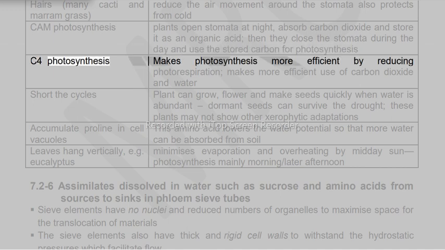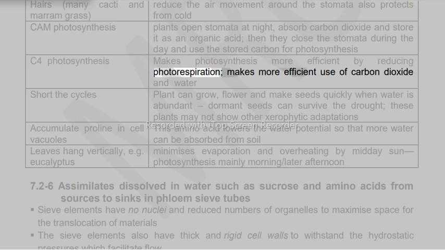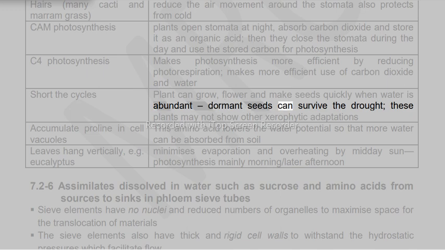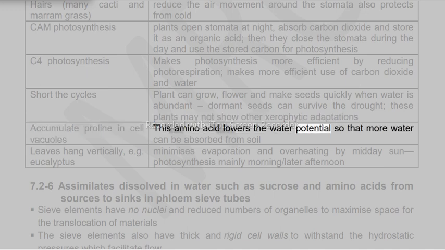C4 photosynthesis makes photosynthesis more efficient by reducing photorespiration, making more efficient use of carbon dioxide and water. Short life cycles: the plant can grow, flower and make seeds quickly when water is abundant. Dormant seeds can survive the drought. These plants may not show other xerophytic adaptations. Accumulate proline in cell vacuoles. This amino acid lowers the water potential so that more water can be absorbed from the soil.